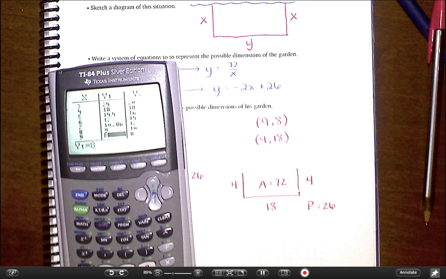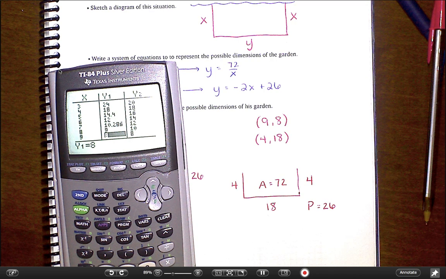Okay, so for tonight, you are jumping ahead in your homework packet. You are doing Lesson Master 5-2B, and we will go over that in class when I see you tomorrow.